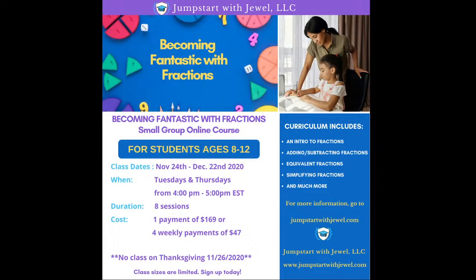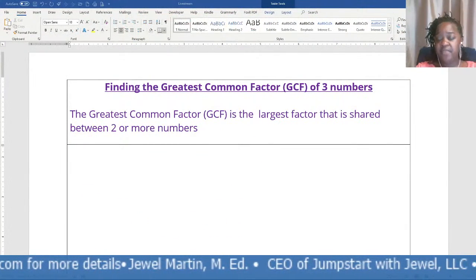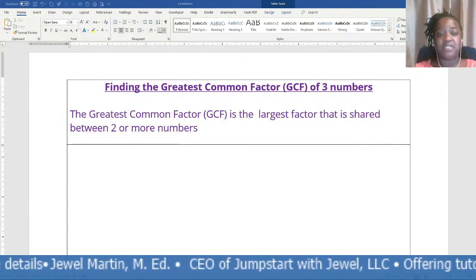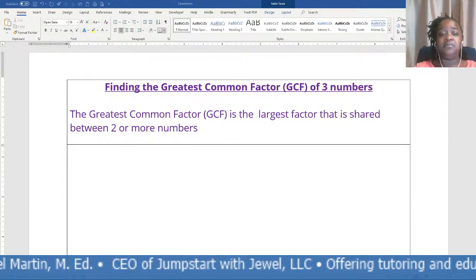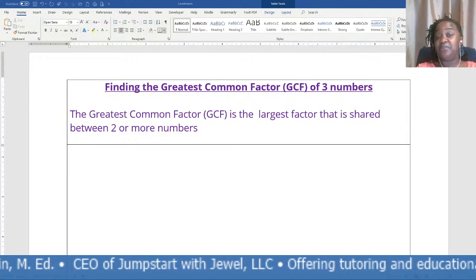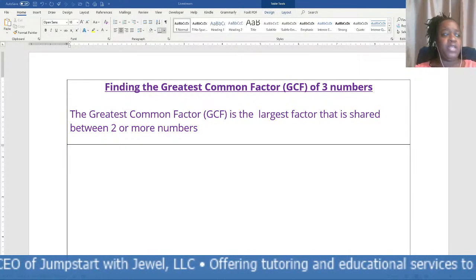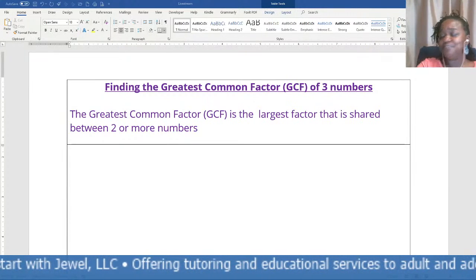So today, what we're going to review is finding the greatest common factors of 3 numbers. This, for some students, can be a little challenging. Sometimes when you're finding the greatest common factors, it can be of 2 numbers, but when it becomes 3 numbers, it becomes a little more tricky, okay?